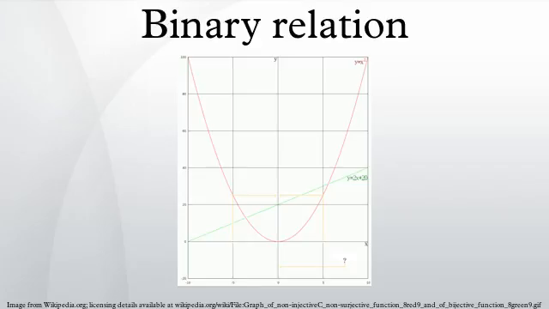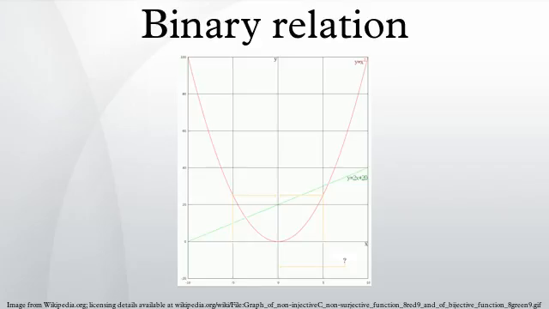Uniqueness properties. Injective: for all x and z in X and y in Y, it holds that if x R y and z R y, then x equals z. For example, the green relation in the diagram is injective, but the red relation is not, as it relates, for example, both x equals minus 5 and z equals plus 5 to y equals 25.